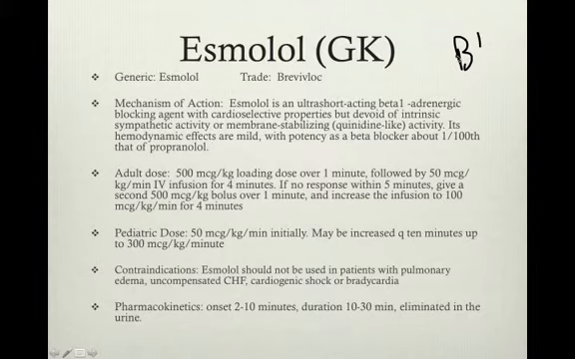Now, Esmolol is an ultra-short acting. This is general knowledge, so this is what I want you to put in your brains. Esmolol is an ultra-short acting beta-1 adrenergic blocking agent with cardioselective properties, but devoid of intrinsic sympathetic activity or membrane stabilizing quinidine-like effect activity. Its hemodynamic effects are mild, with potency as a beta blocker about 1/100th of that of propranolol. So very low entry level, low potency beta blocker. That's what this is. We use it for tachycardias and supraventricular arrhythmias.